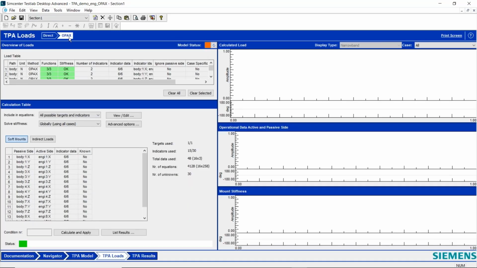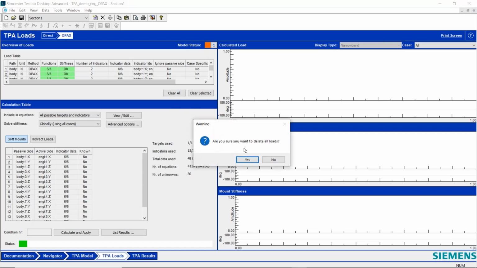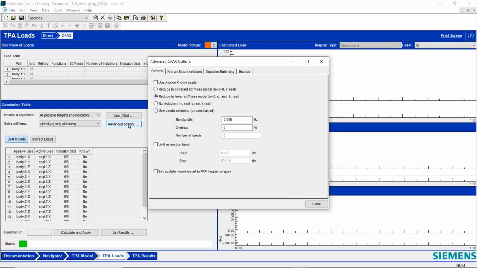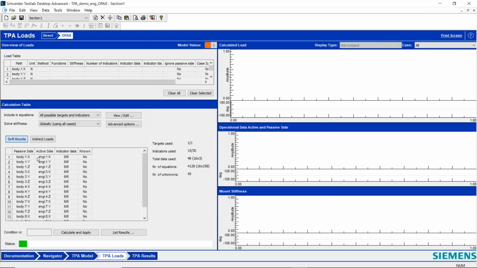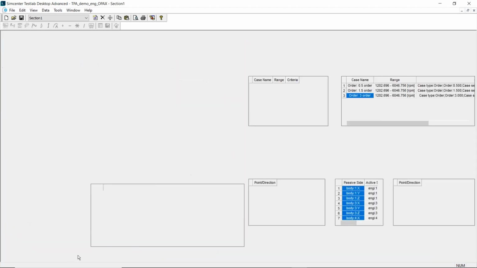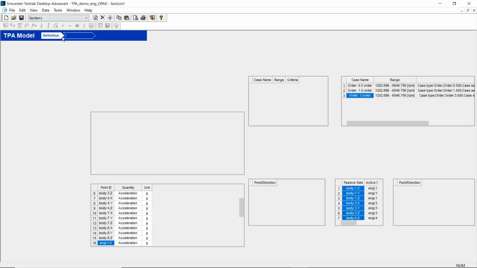So I go to OPACS here, and then let me clear all my loads first. And the first thing I like to check is I go to advanced options, and I check to see what's being used. And I'm going to do no reduction. So this is going to assume a single degree of freedom mount model. It's going to solve for mass, damping, and stiffness. And I've got the table set up here because I set the mount table up already in the TPA model. Okay, so it's reading that.